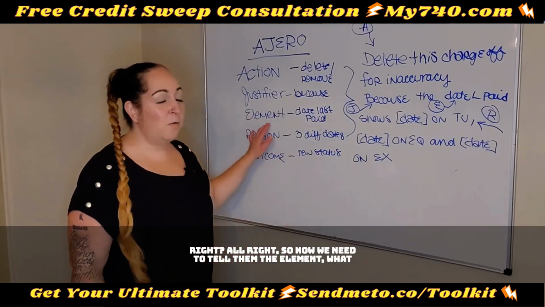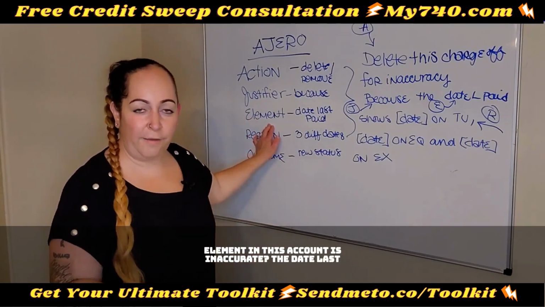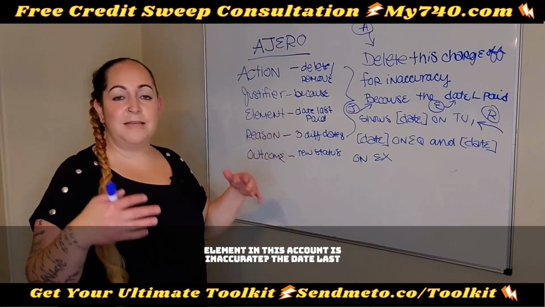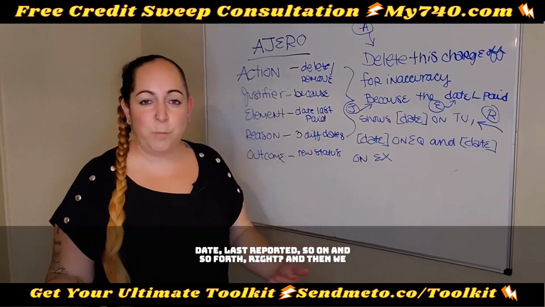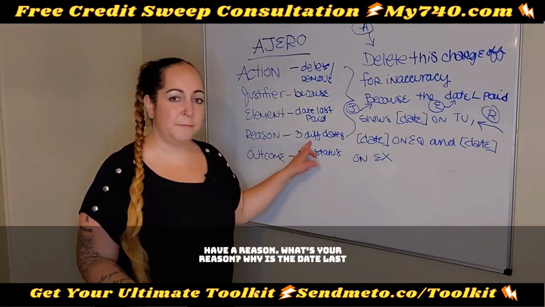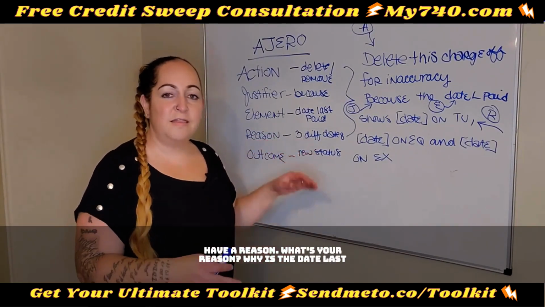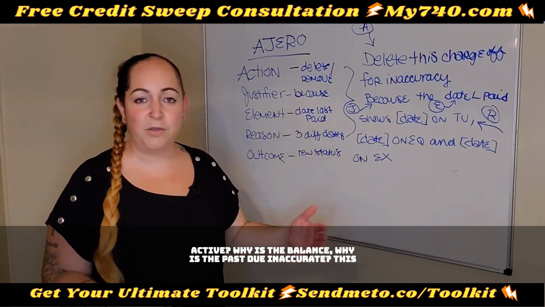All right, so now we need to tell them the element. What element in this account is inaccurate? The date last active, the balance, the past due, the notice of dispute, the date last reported, so on and so forth, right? And then we have our reason. What's your reason? Why is the date last active, why is the balance, why is the past due inaccurate?